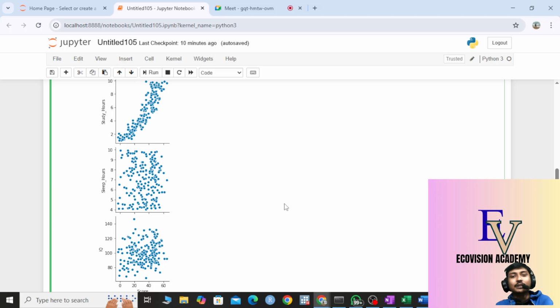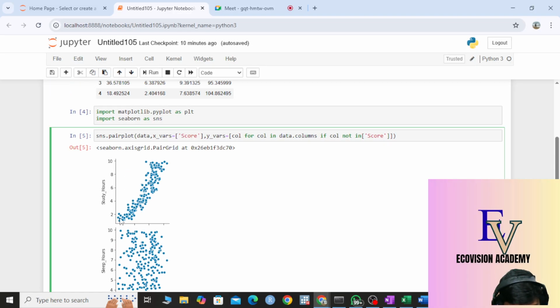Now you guys tell me, what type of relation exists between score and study hours? Strong positive correlation, and there is totally a linear trend, because the data strongly follows a linear trend. So we can see that there is a strong positive correlation between study hours and score.